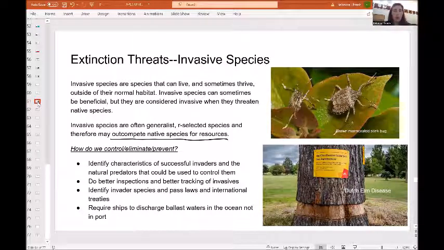So in order for an invasive species to pose a threat, not only do they have to be taken someplace that they don't really belong, but they also have to be able to establish a population and really outcompete the native species. Two that I want to highlight here, I don't know if you guys have had a problem with these in your house, but I definitely have.